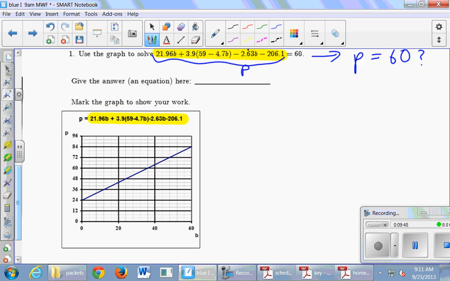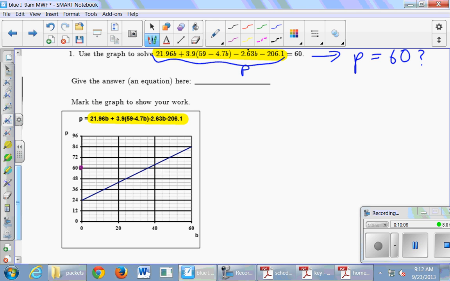Now, is P on the horizontal axis or the vertical axis? It's on the vertical. I mean, you can see it labeled there. And it's like the Y. So what we do is we go find a place where P is equal to 60. So I will do that here. This is where P is equal to 60. Yes?